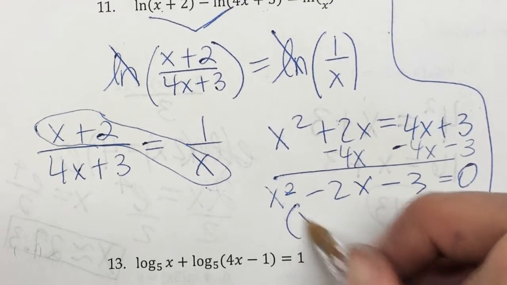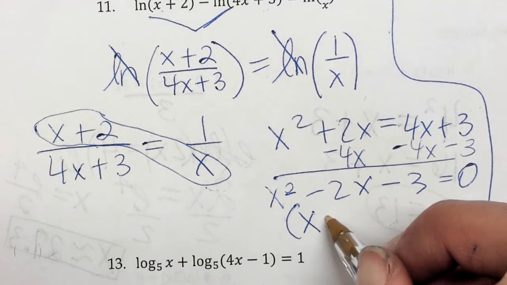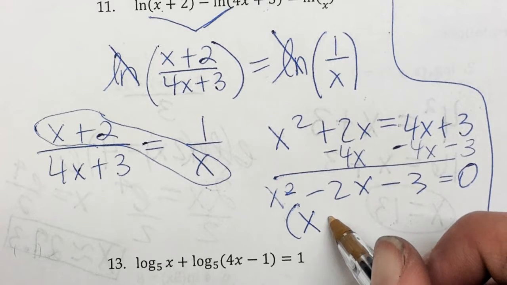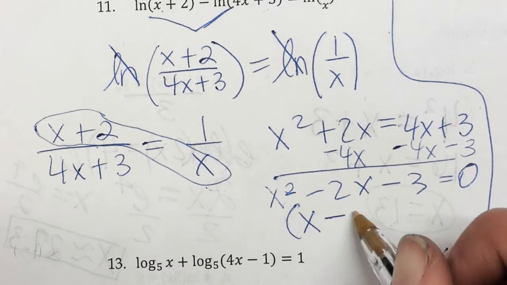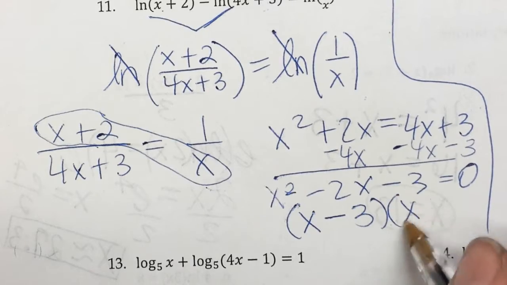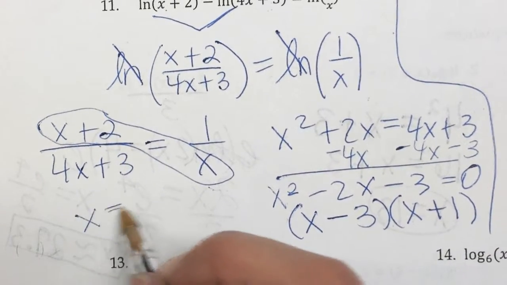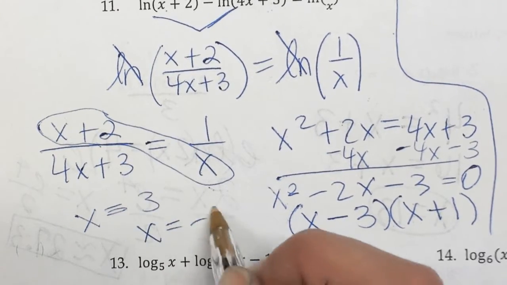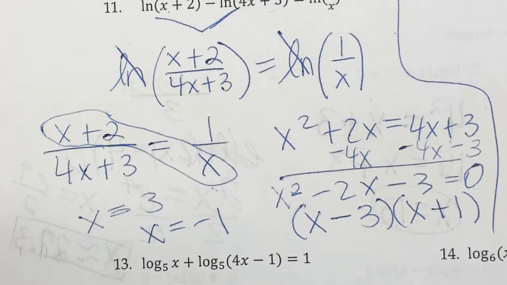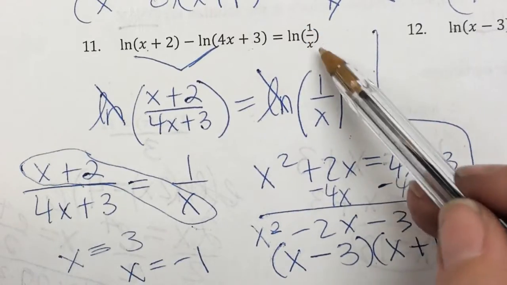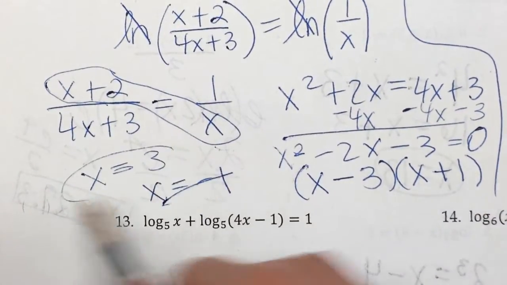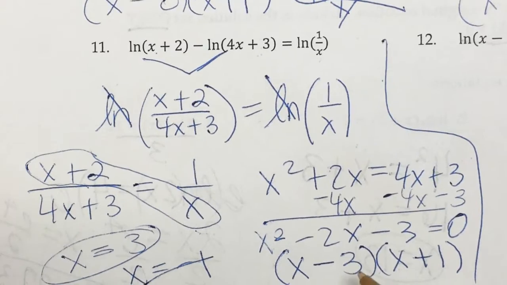Now we're factoring this into what? X minus 3 and x plus 1. Answers? 3 and? Very good. Which one is not going to work? The negative 1, and it's because of this one right here. What's 1 divided by negative 1? Negative. Very good.